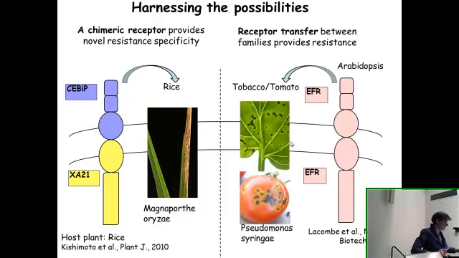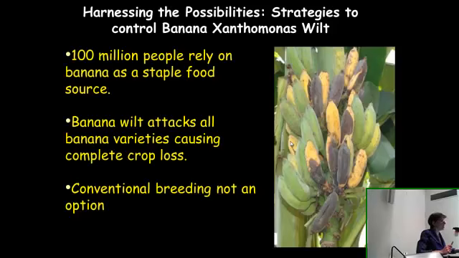We're very interested in starting to look at some other problems, and we are starting a project looking at Banana Xanthomonas Wilt. So most of you probably know that rice, wheat, and maize are the world's most important food staples, but what's less well known is that banana is the fourth staple.